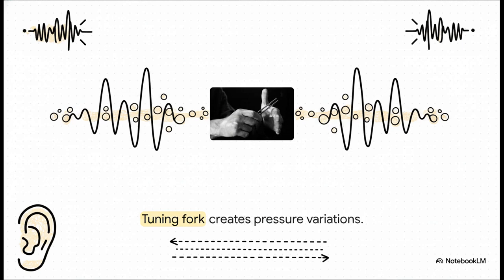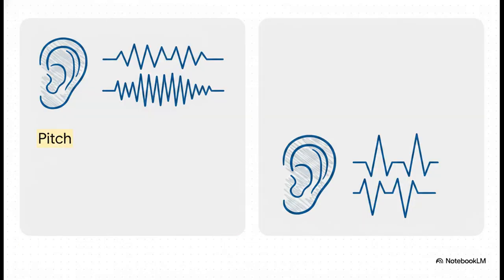When the metal prongs of that tuning fork vibrate back and forth, they physically smash into the air molecules right next to them. This creates regular variations in pressure. Yep, those exact compressions and rarefactions we just talked about. And those travel outward through the air. Bottom line, no physical vibrations, no sound waves. It's really that simple. So what does this all mean for what we actually hear?